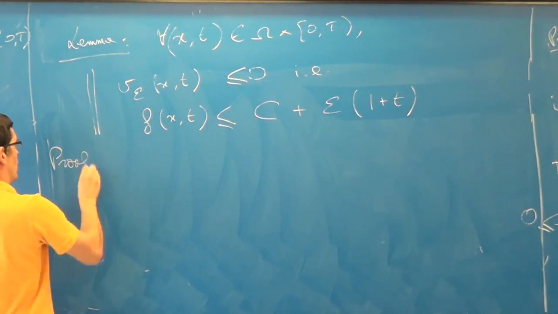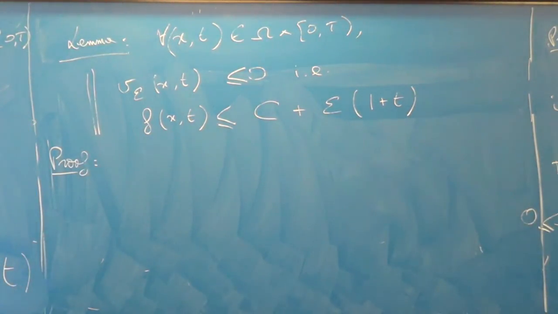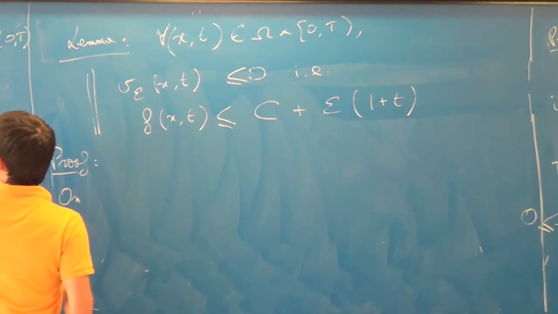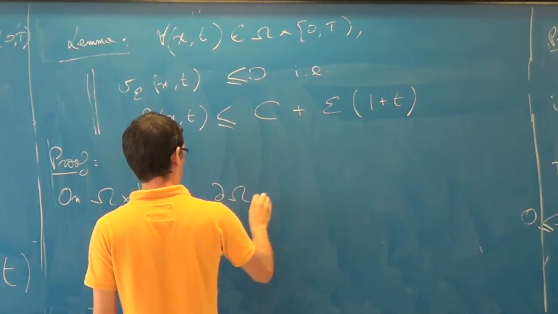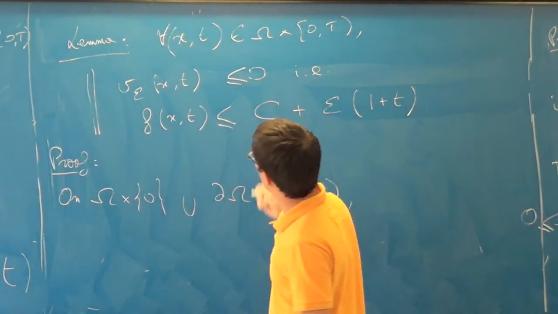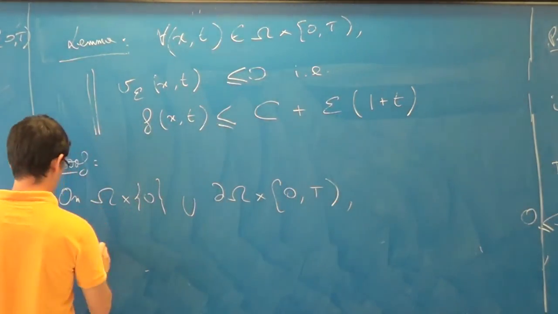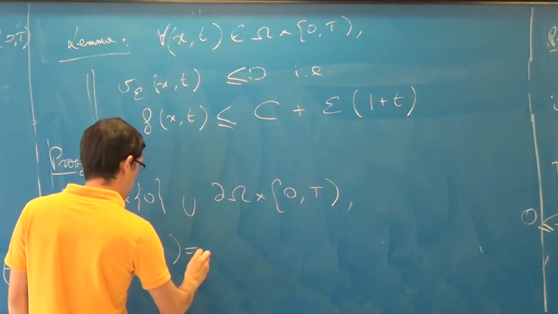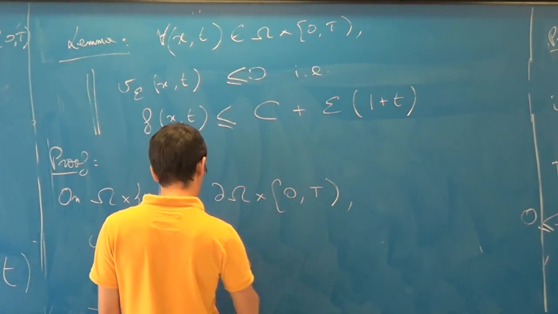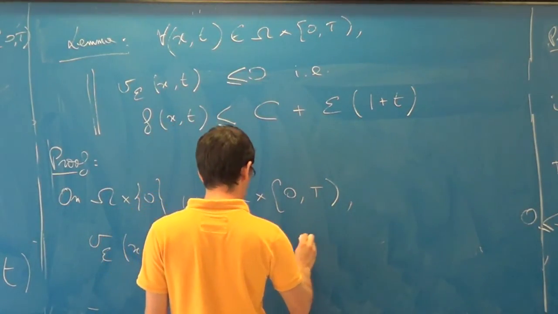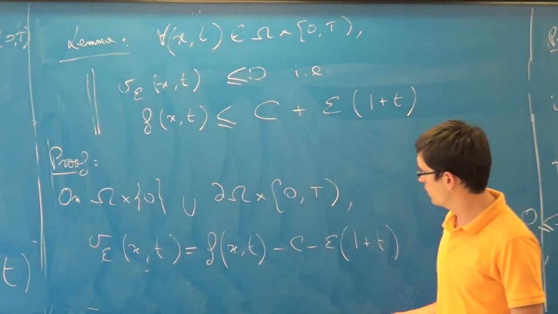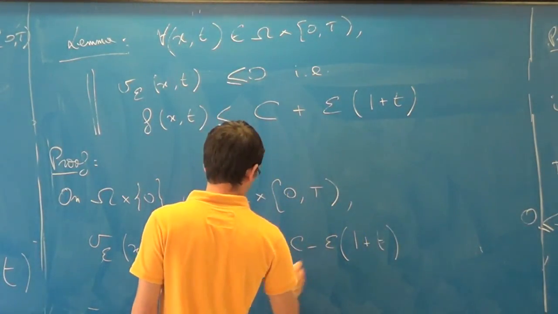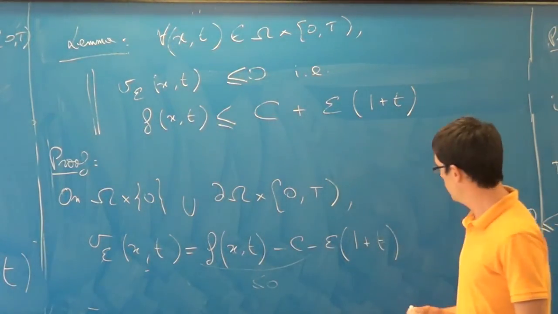So let us prove it. So first remark that on the initial condition and the boundary, what do we know about V epsilon? It's f of x, t minus C minus epsilon (1 plus t). So, on the boundary, this is negative. So this is strictly negative.